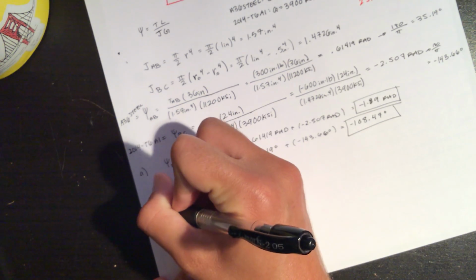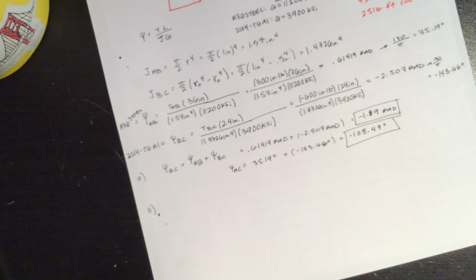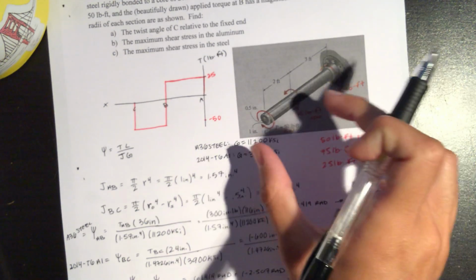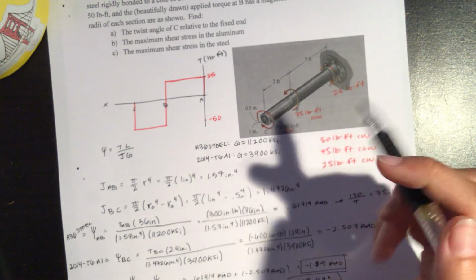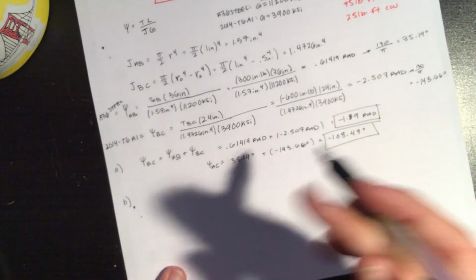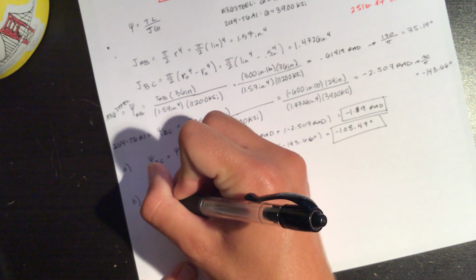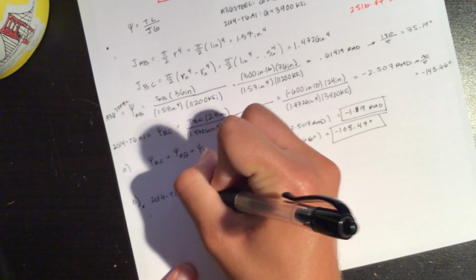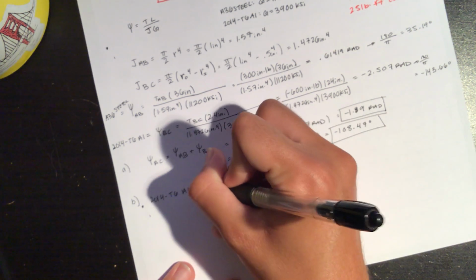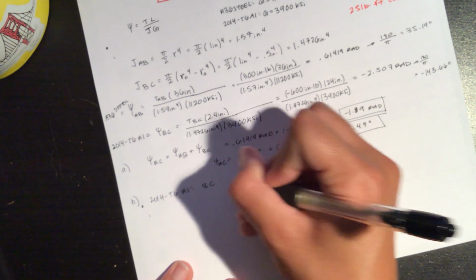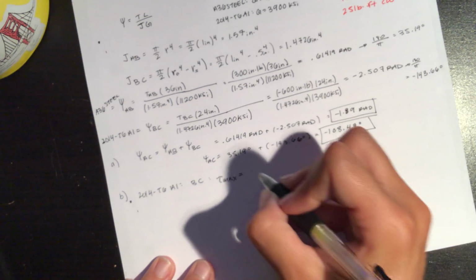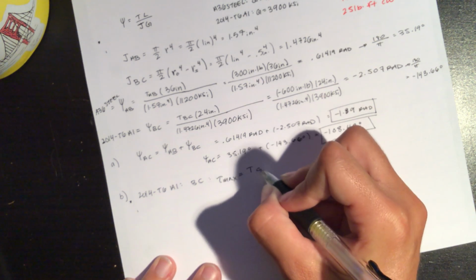So let's write part B here. So let's start with part B first. In order to find the maximum shear stress for aluminum, we're going to be solving for the portion of the cylinder BC. Let's write, just so we label it, aluminum, from BC.